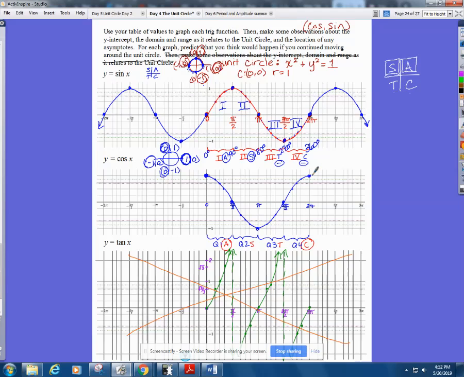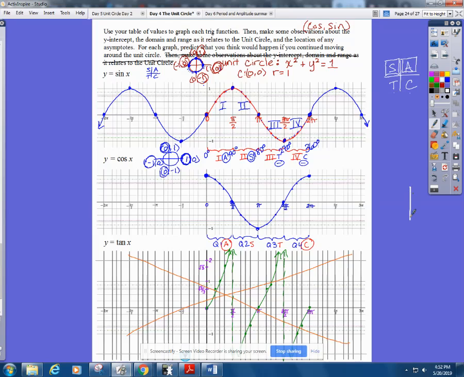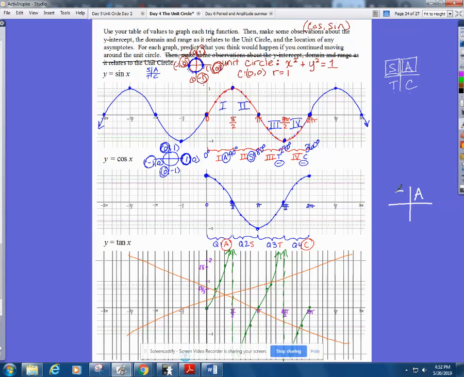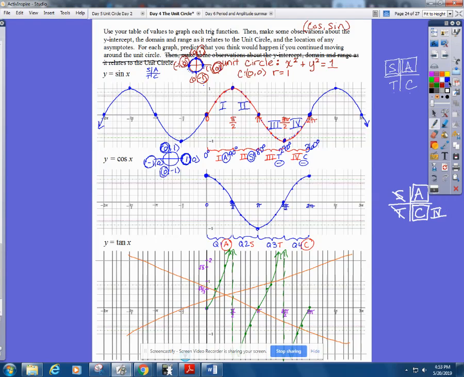And if we look now at the signs, all students take classes. Where is cosine supposed to be positive? Everything is positive in quadrant 1. Cosine would be negative here, cosine would be negative here, and cosine would be positive in quadrant 4. So quadrant 1 and quadrant 4, cosine would be positive. Just look at the graph and make sure we see that.